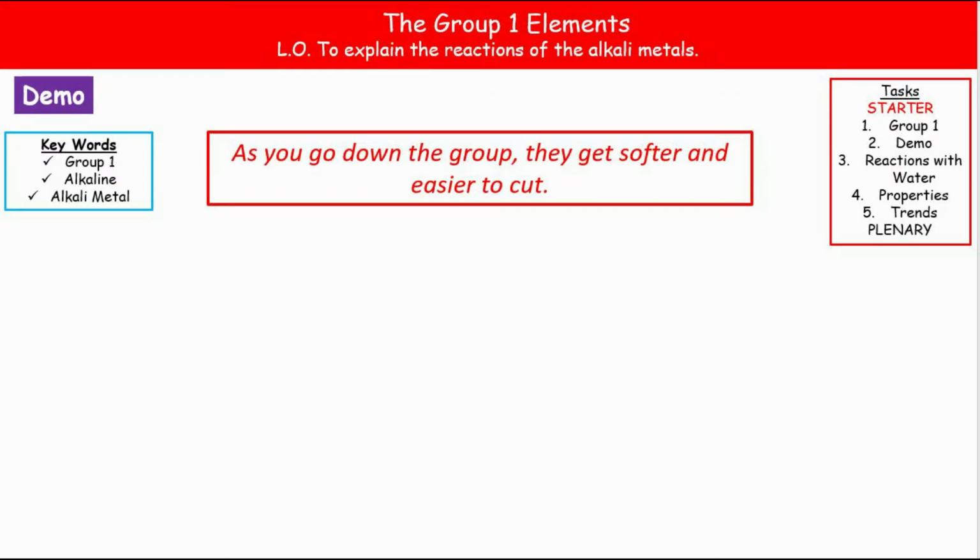What we actually find is that as we go down the group, they get softer and easier to cut. So lithium, it takes a little bit of pressure to get through that one, but by the time we're down at potassium, it's just like cutting sort of cream cheese really. It just goes through so easily. So as we go down the group, they get softer and easier to cut.